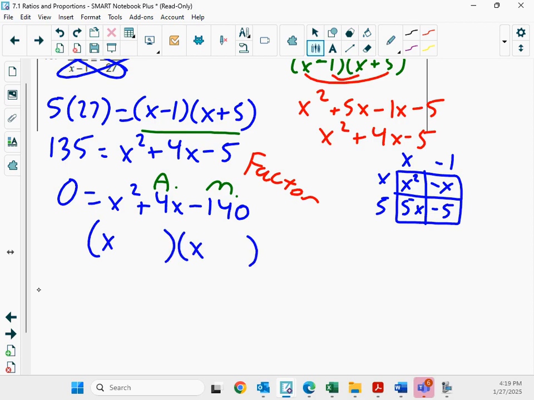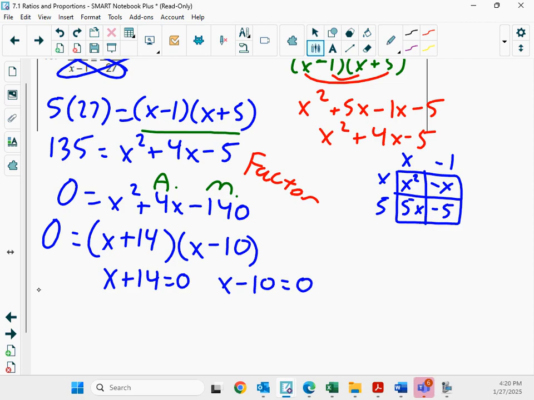What two numbers are going to add to positive 4 but multiply to negative 140? Well, what I'm thinking is positive 14 and negative 10. So my factors are x plus 14, x minus 10. Those two add to positive 4, multiply negative 140. The last step to factoring is equaling both of your factors to 0 and solving them separately. So I get x equals negative 14, and I get x equals 10.